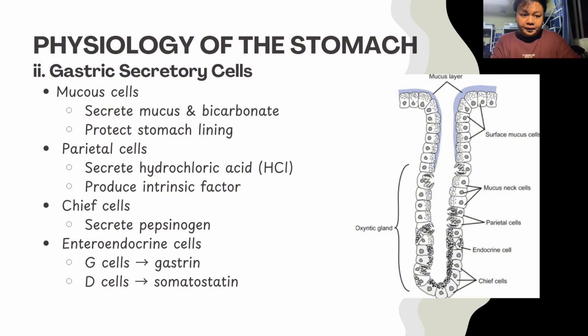We have mucus cells that secrete mucus and bicarbonate to protect the stomach lining, and then we have parietal cells which secrete hydrochloric acid and intrinsic factor, and last we have chief cells which secrete pepsinogen, which is an inactive enzyme. There are also enteroendocrine cells such as G cells that secrete gastrin, and D cells that secrete somatostatin, which regulate acid secretion.